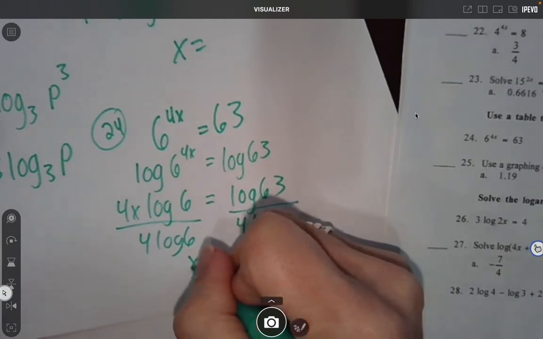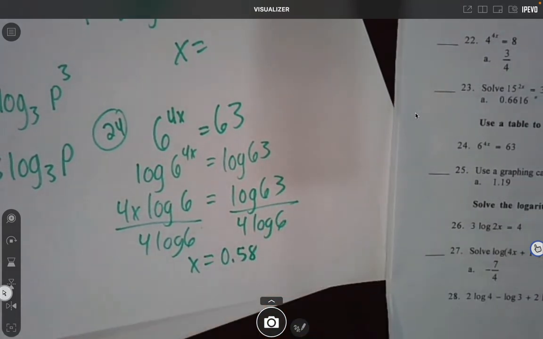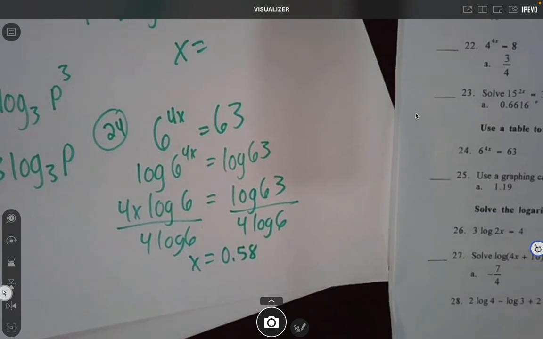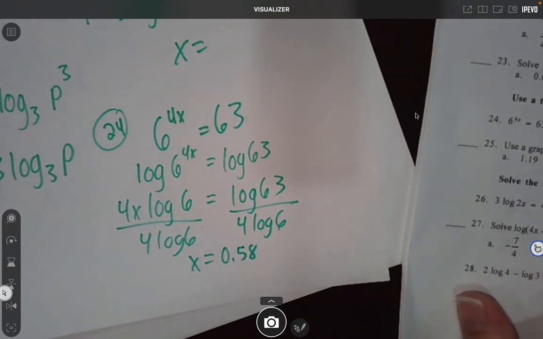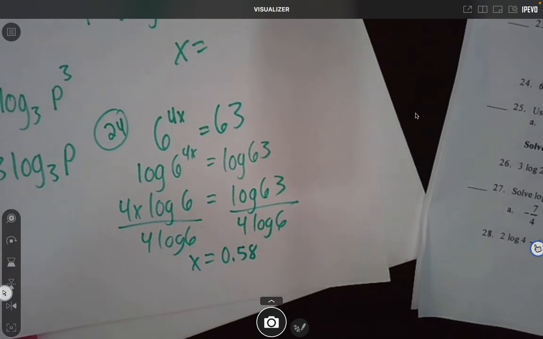So x equals 0.58. Do y'all want me to go back over 22 real quick, doing it this way? Okay. You have the answer so you can check yourself. I would just do 22 this way. Is 25 on there? Let me see. I don't think so. It's the same thing. No, 25 is not on there. And it says do it graphically, which I would just keep doing it this way. But it's not on there.